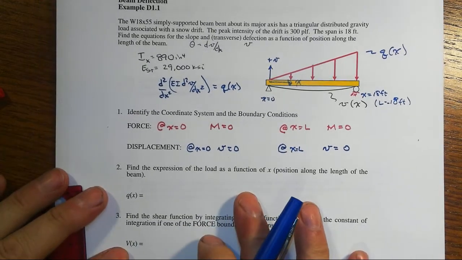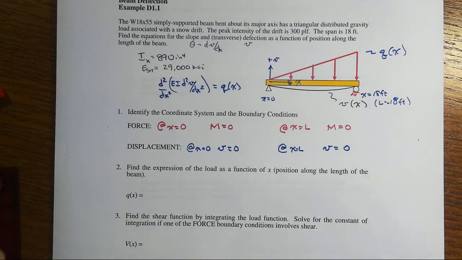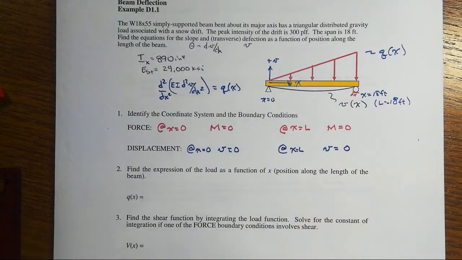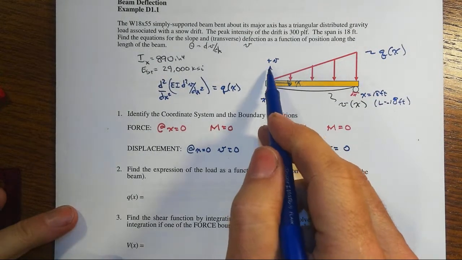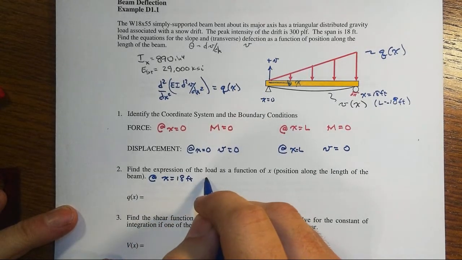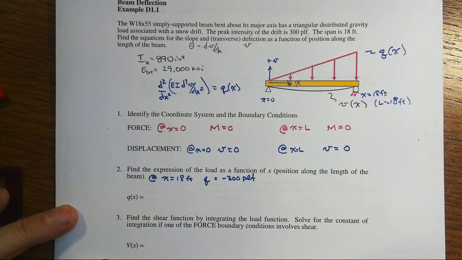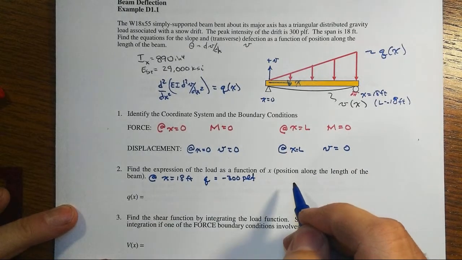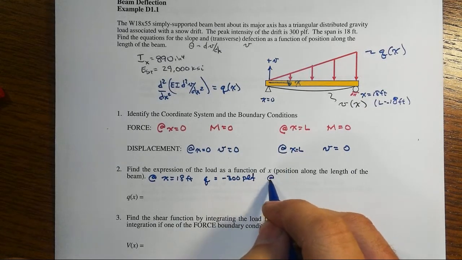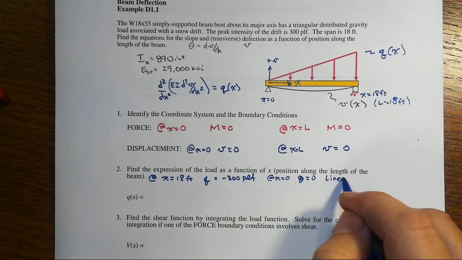Next part, before we can really start to do anything here, is to go find out what our load is. Now the problem statement says the peak intensity of this snowdrift load is 300 pounds per foot out here. But notice that's a gravity load, and that's acting downwards. So at x equal to 18 feet, or x equal to L, q is equal to minus 300 pounds per foot. Okay, that's interesting, and checking out the units and all that kind of stuff. Well, at x equal to 0, q is equal to 0, and we have a linear variation.